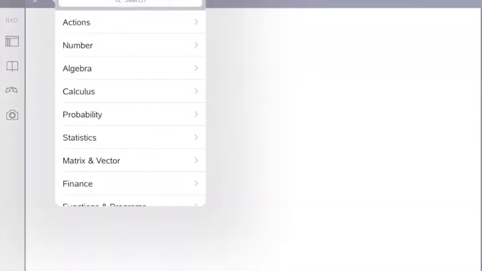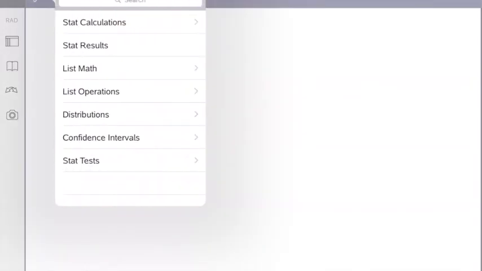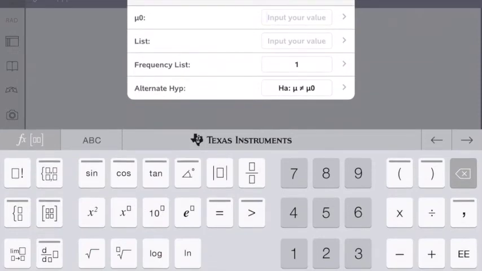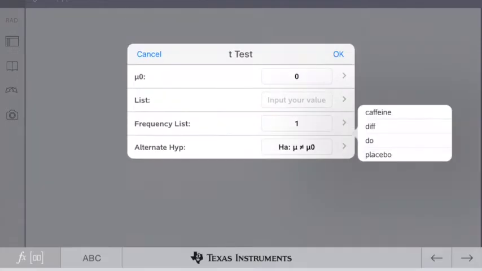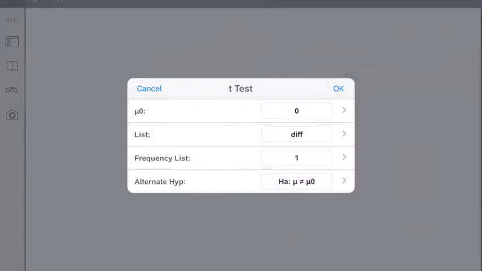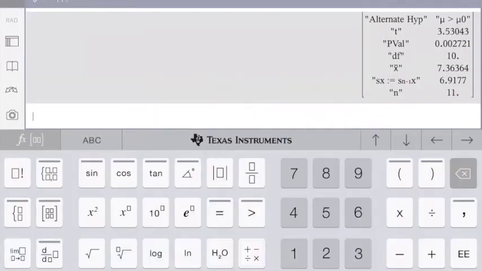And now for our test. We have the data, so we'll use it. We're testing our differences against the 0, and we're saying it's greater. Higher depression. And there it is. Our t is 3.53, which is very high, and our p-value is 0.002.